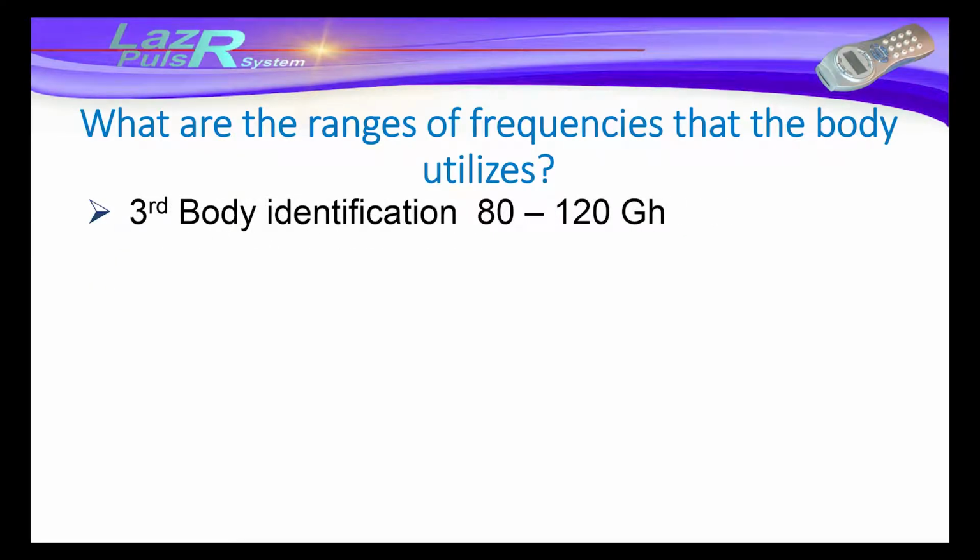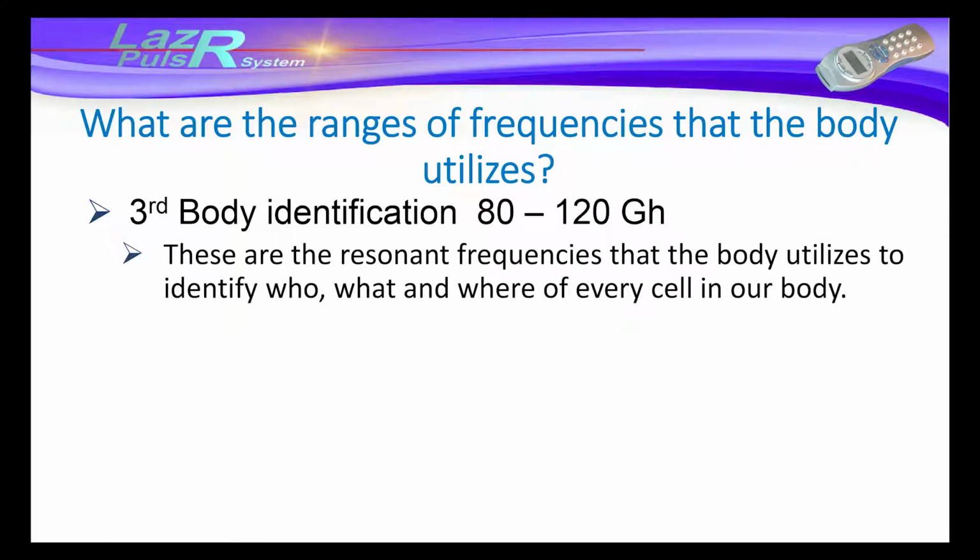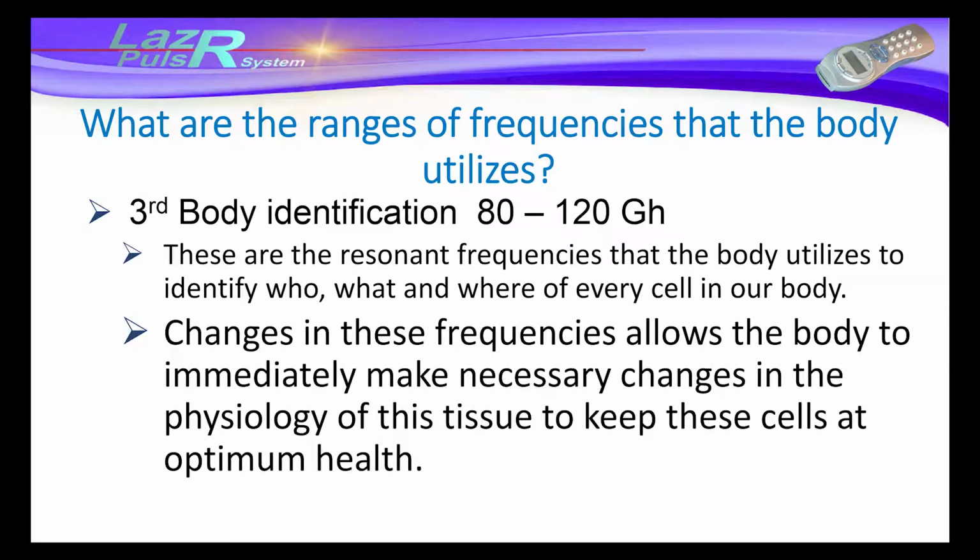Now the third bandwidth is even higher, between 80 to 120 gigahertz. These resonant frequencies are the frequencies that the body utilizes to identify who, what, and where of every cell in your body. Every different cell type, organ type, or tissue type has its own specific band or range of resonant signature frequencies. I believe that when cells of any type fluctuate within this normal range, it indicates to the body their age, their health, environment, and so on.